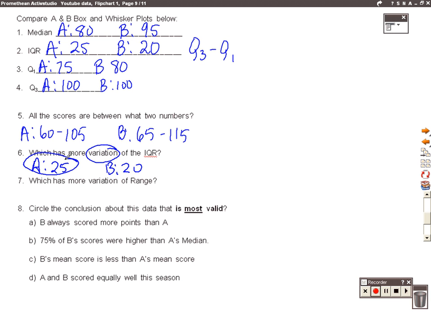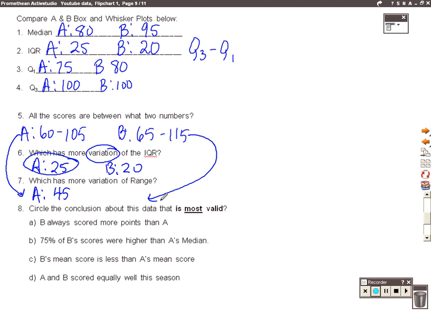Number 7, which has more variation of the range? Well, to find the range, I'm going to subtract the highest value minus the lowest value. So I would have 105 take away 60, which would give me 45 as my range for A. I'm going to do the same thing for B with my calculator. I'm going to take 115 and subtract 65.